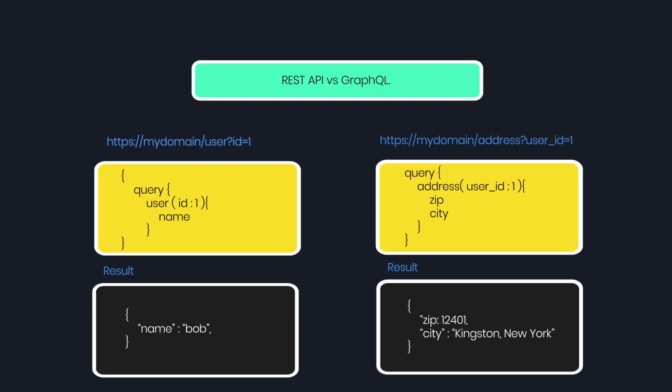GraphQL not only helps to solve the overfetching problem, it can also be helpful with multiple API calls. We make the query to the user to get the user ID 1, and to get the user address, we make the query to the address collection. So we need to execute two queries to get the data from the server. But with GraphQL, you don't need to make multiple API calls to get the data you want.